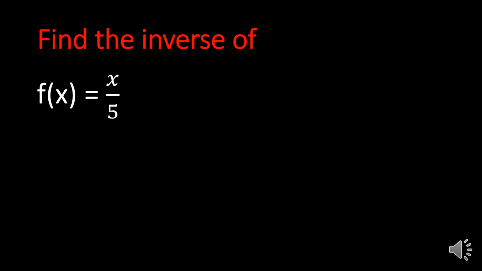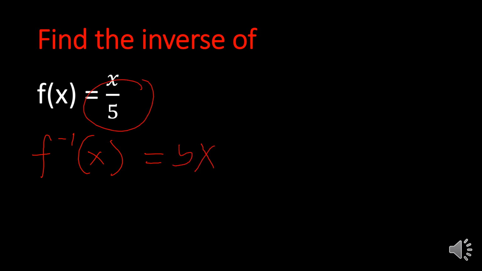Next one, we have this one. The inverse of that is f to the negative 1 of x, which will be equal to, again, x. And then dividing by 5 becomes multiplying by 5. So there you go. I hope you've learned something from me.